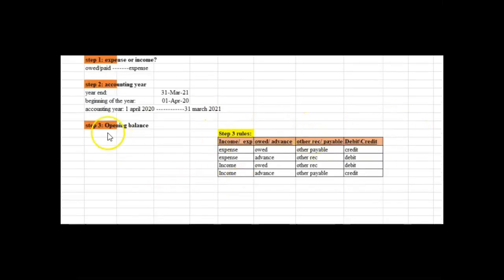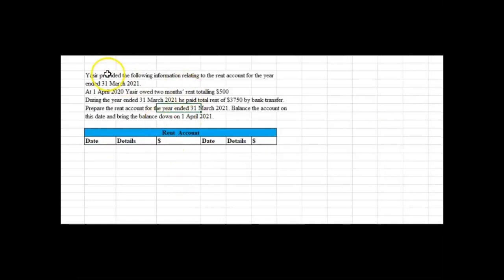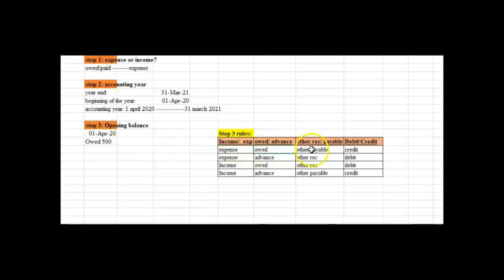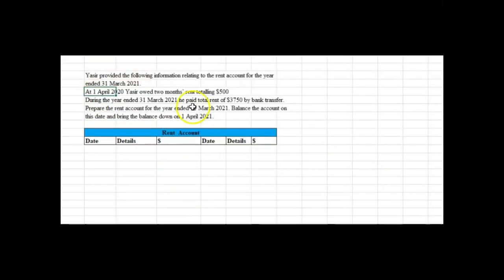In step 3, we need to know the opening and closing balance. To do step 3, we use some rules. I have briefly explained these rules in my previous videos, so you can check them out. We begin with the opening balance. We check what was happening in the question on 1st April 2020. On 1st April 2020, rent for 2 months of $500 was owed. So according to the rules, expenses owed is an other payable, so the 500 is a credit entry.